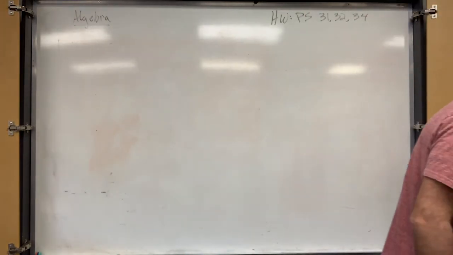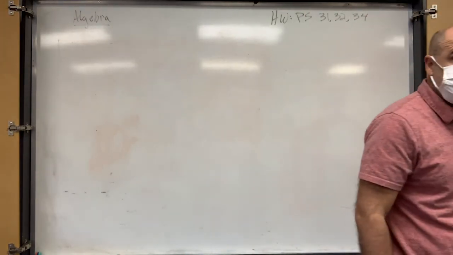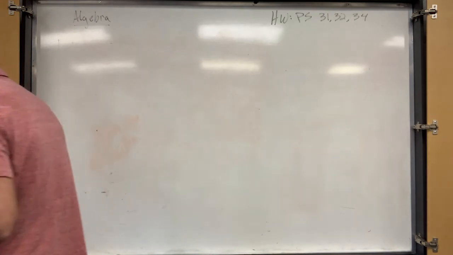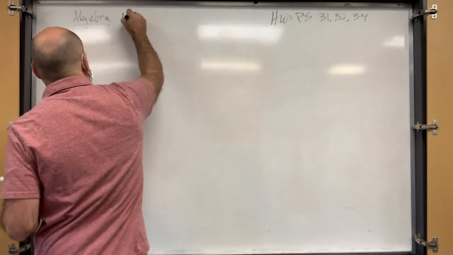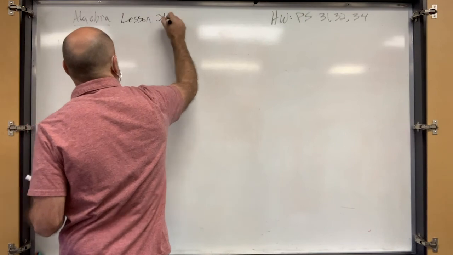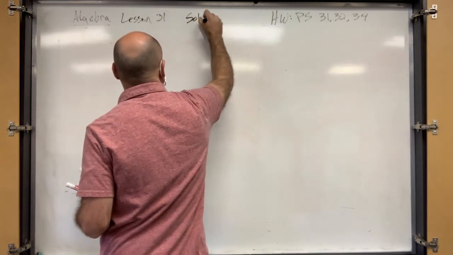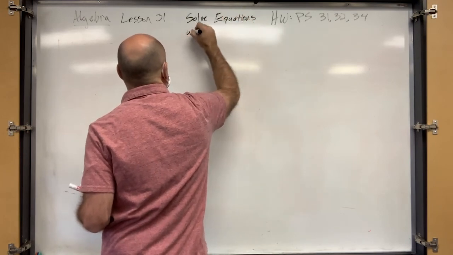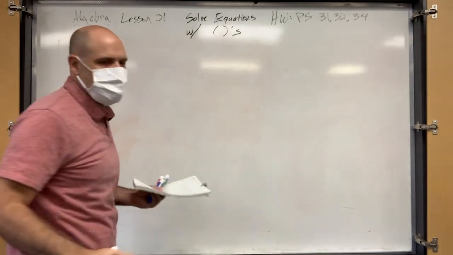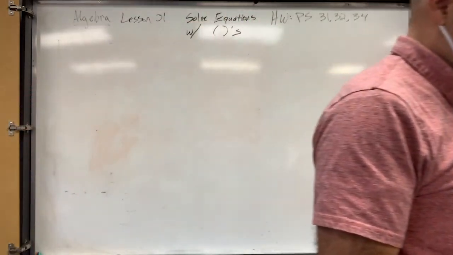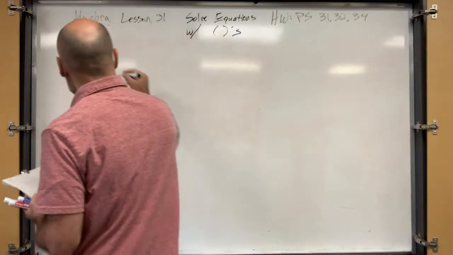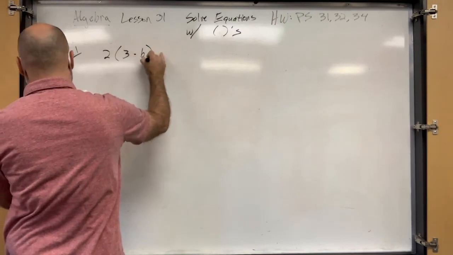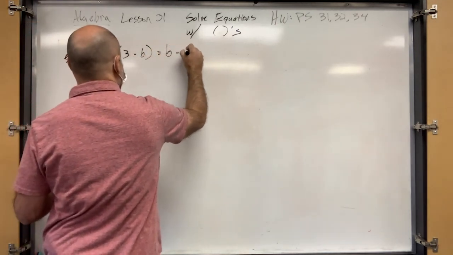But we've gone over all of this stuff except one little part in step 1, which is removing parentheses. So that's part of simplifying both sides separately. Okay? So our objective is to solve equations with parentheses. So that's what we're going to talk about today. So let's just start with an example. 2 parentheses 3 minus b equals b minus 5.